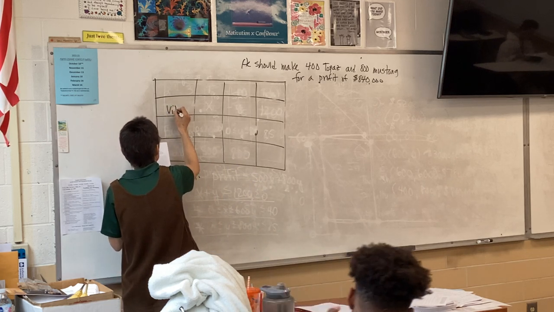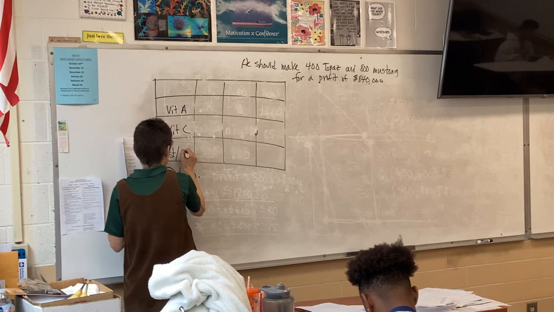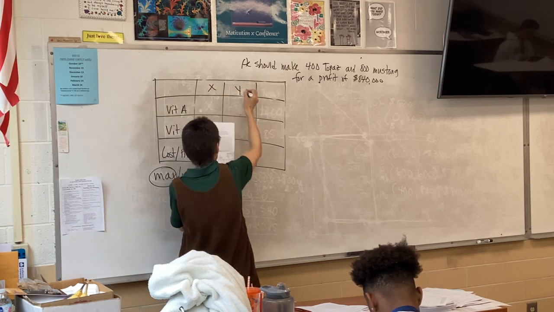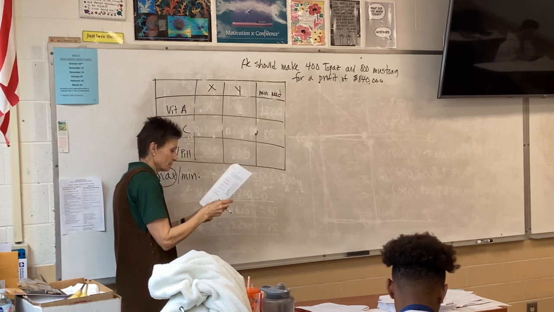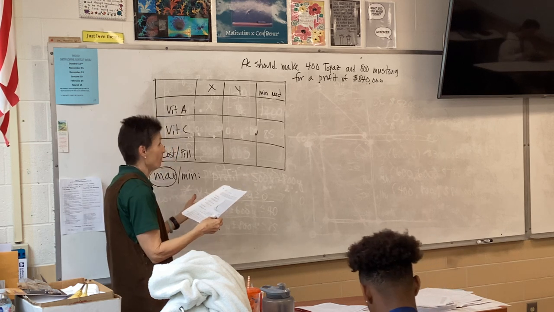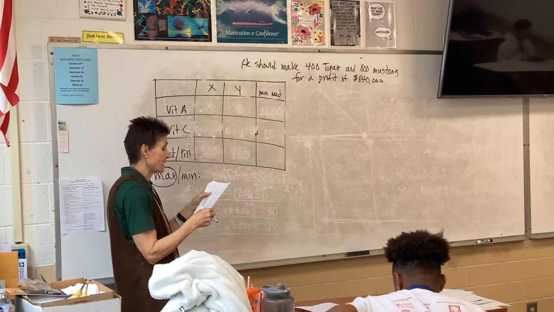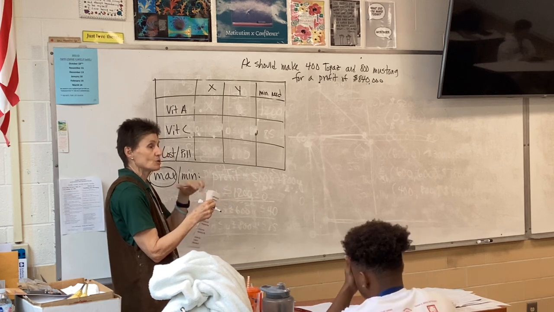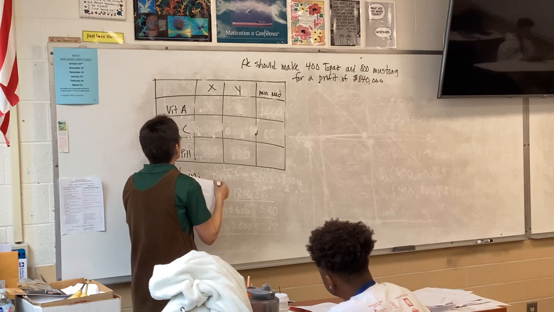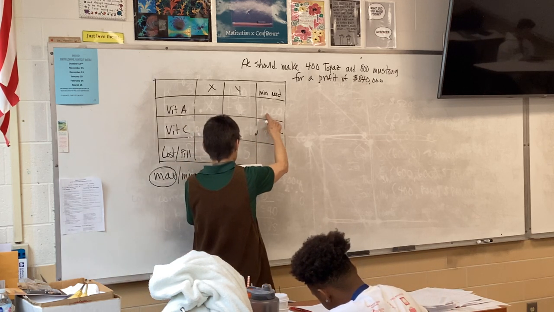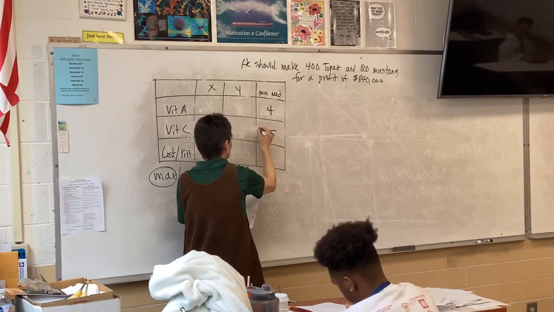You've got vitamin A. You've got vitamin C. We have cost per pill. We have brand X, brand Y, and minimum. So this should take care of every number in the problem. Jameson needs 4 milligrams of vitamin A and 125 milligrams of vitamin C. So stop right there. Where does the 4 go? Where does the 125 go? Vitamin A, minimum need is 4, and vitamin C, minimum need is 125.